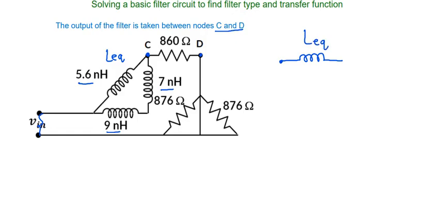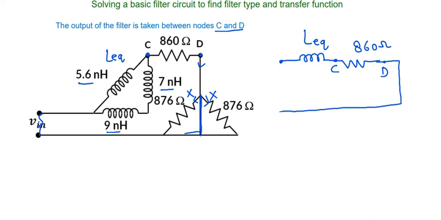Now you can see that when the current is flowing through this path, there is one shorted line. So current will not go through this 876 ohm and it will also not follow this path. It is directly going through this shorted line. So now we are having one resistance of 860 ohm. This point was already C, this point was already D. And here we are applying the input supply. So we can see that we are finding the output across this terminal C and D, that is your V output.